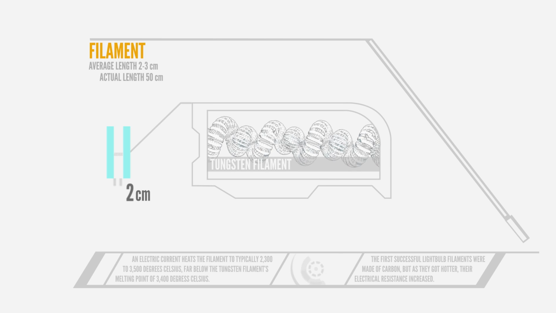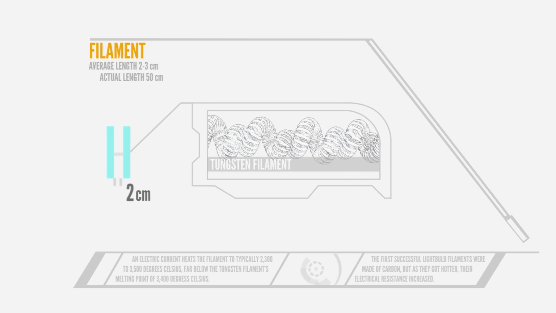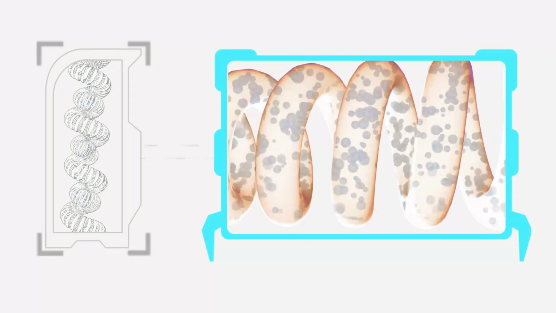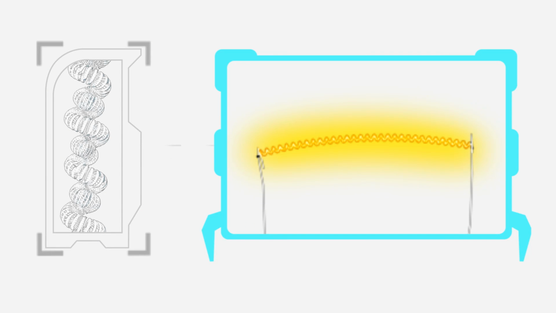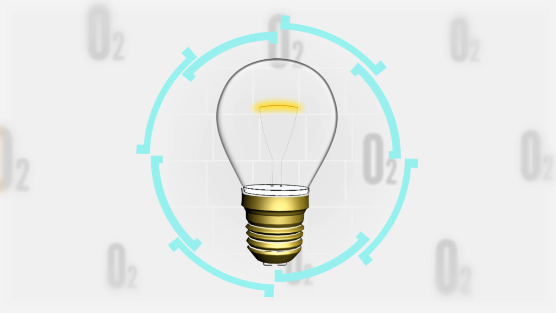Tungsten is usually chosen for its extremely high melting point. Electrons burst through the filament, but because it's so tightly coiled, they'll frequently fly off and bump into each other, causing the filament to light up and become extremely hot. All this takes place inside an airtight bulb.